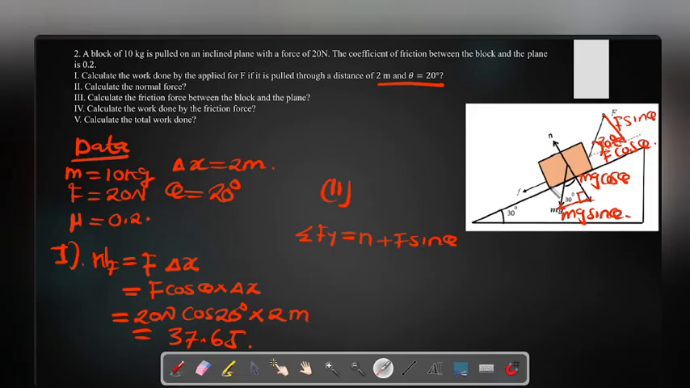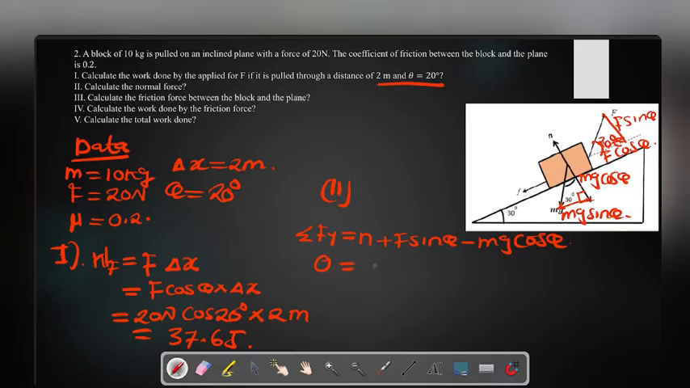Then also along the y, we have this mg cos theta, which is pointing down. So that one becomes negative, since it is pointing down. So it's mg cos theta. That's what we have. Now from here, since we know that there is no movement along the y, the net force, or the summation of all the forces in the y, should be 0.